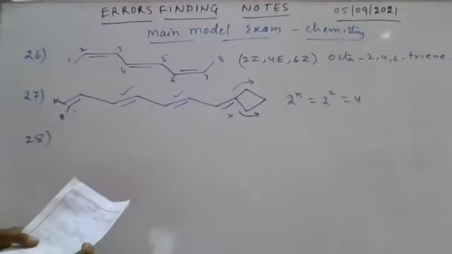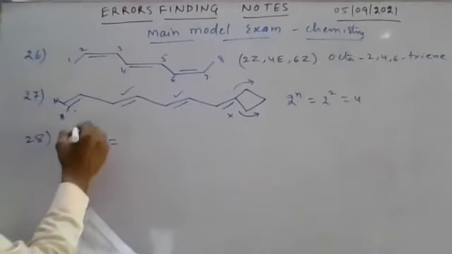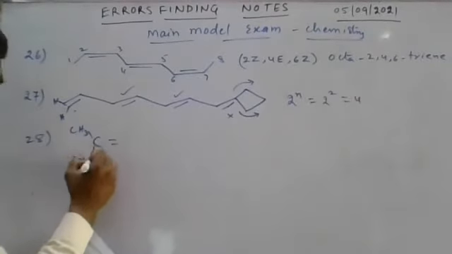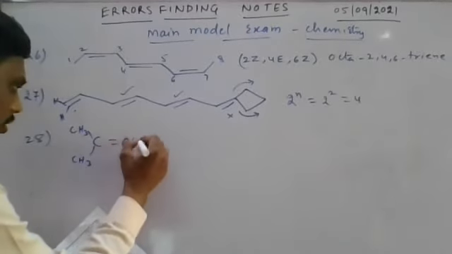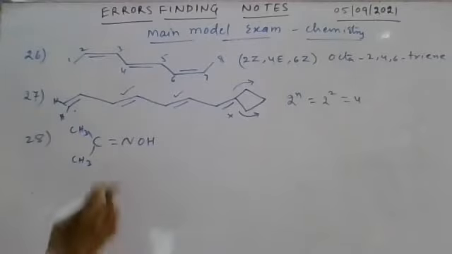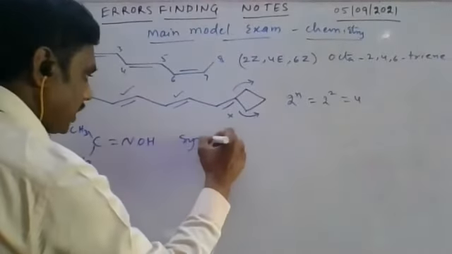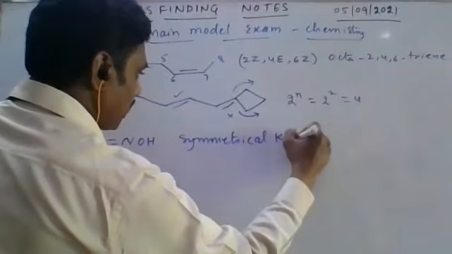28, which will not show geometrical isomerism. Here, the geometrical isomerism conditions, Nana. Once check the conditions. Here 2 methyl groups are attached to the restricted rotation system, NOH. This is a ketoxime. We already discussed this. This is a symmetrical ketoxime, Nana.